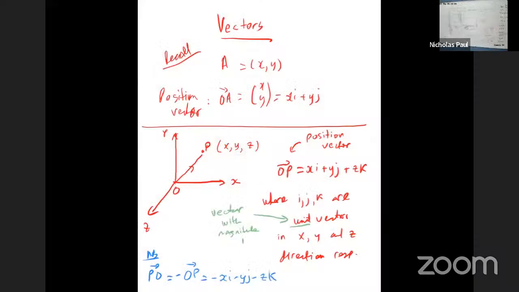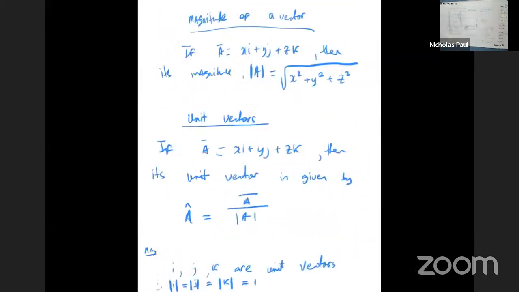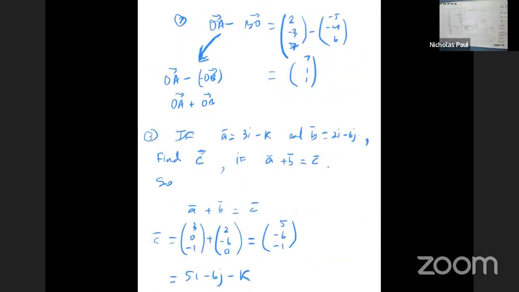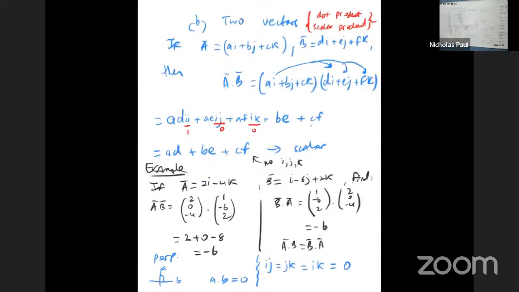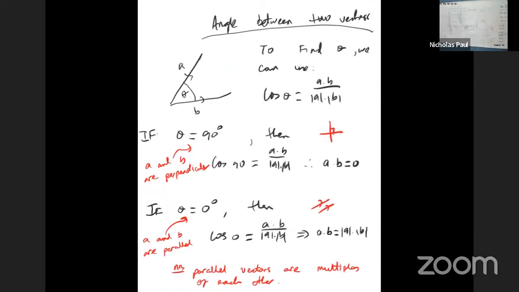Right, so as a quick review, we started vectors last day. We learned to represent vectors in 3 dimensions, I, J, K. We looked at magnitude of a vector, unit vector, equality of vectors, addition and subtraction of vectors. We also looked at how to multiply vectors by a scalar and by themselves. We looked at displacement vectors and angle between 2 vectors. That's what we did so far.